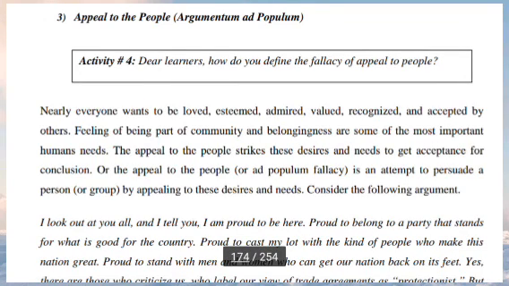And the third type of fallacies of relevance is appeal to people. Here, as is obvious, everyone wants to be loved, esteemed, admired, valued, recognized, and accepted by others. So the appeal to people uses these desires to get the reader or listener to accept the conclusion. And there are two approaches involved. One of them is direct and the other is indirect.